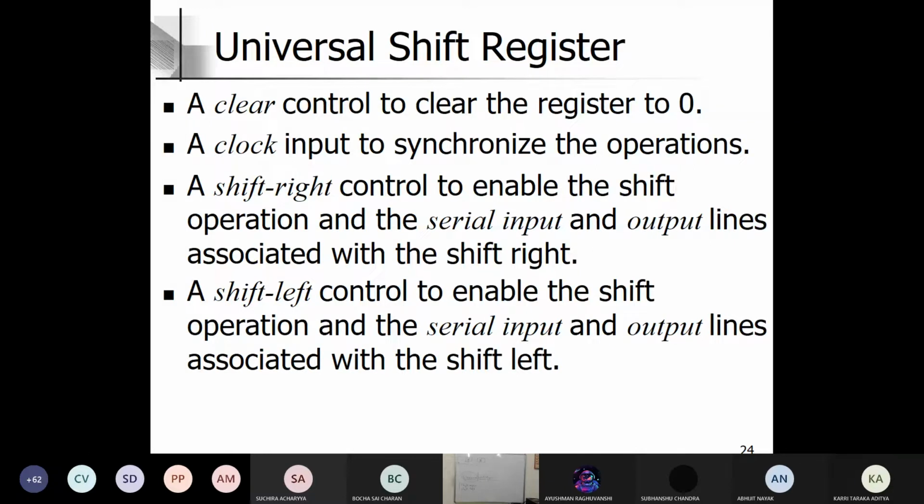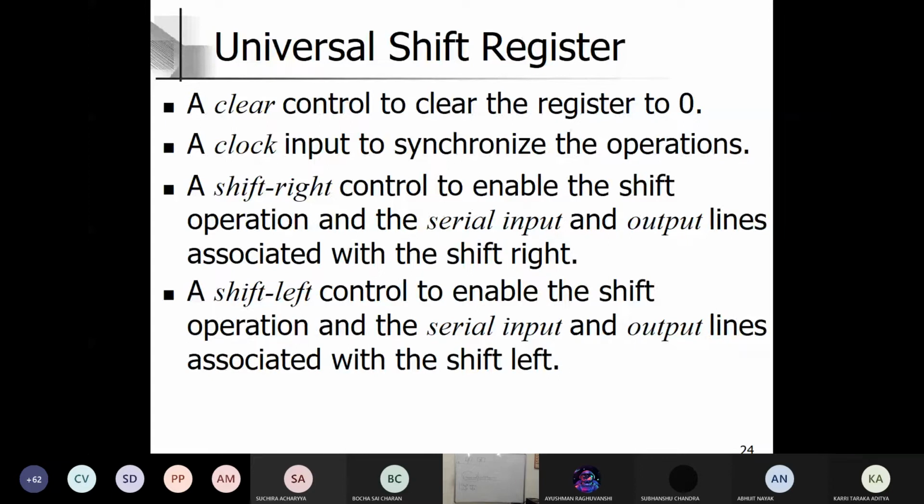So now, a universal shift register has what? A clear control, a clock input, shift right and shift left operation, and apart from that we have serial input lines and output lines associated with that. So these are the qualities of the universal shift register which I was mentioning. Just go through the points.